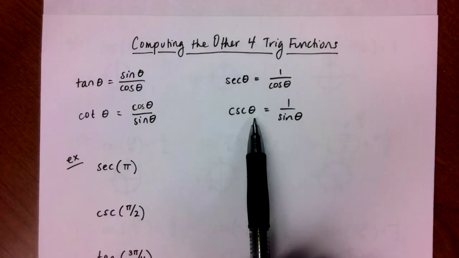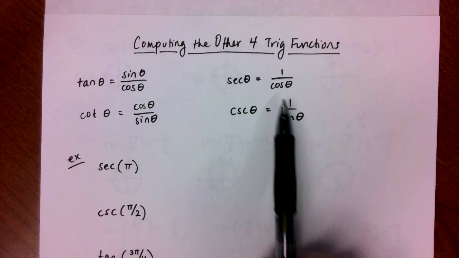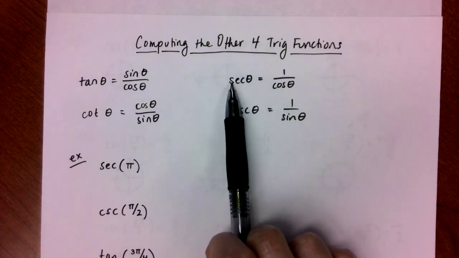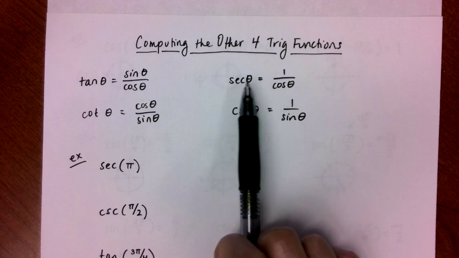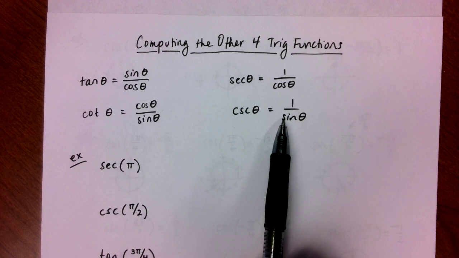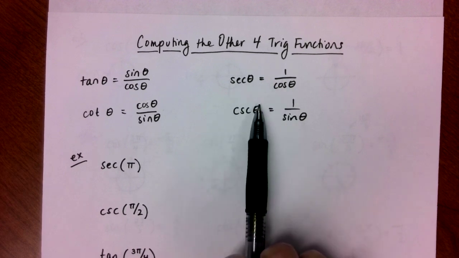I will say a great way to remember the difference between these two, secant and cosecant, which one goes with sine and cosine, is you'll see here, they're in S and C pairs. So secant and cosine go together, cosecant and sine go together. So the S's are not matched up, the C's are not matched up.